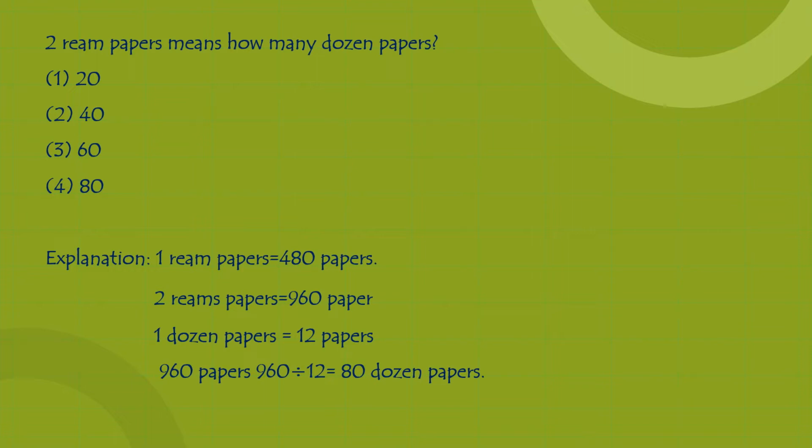You have to understand what exactly has been asked. 2 reams of paper means how many dozens? It wants the answer in dozens. So remember, we will first convert the ream into the number of papers. Okay? The number of papers, you can easily divide that by 12 and get the number of dozens. Okay, so I hope this is clear. Option number 4 is the correct option, right? 80 dozen of papers.